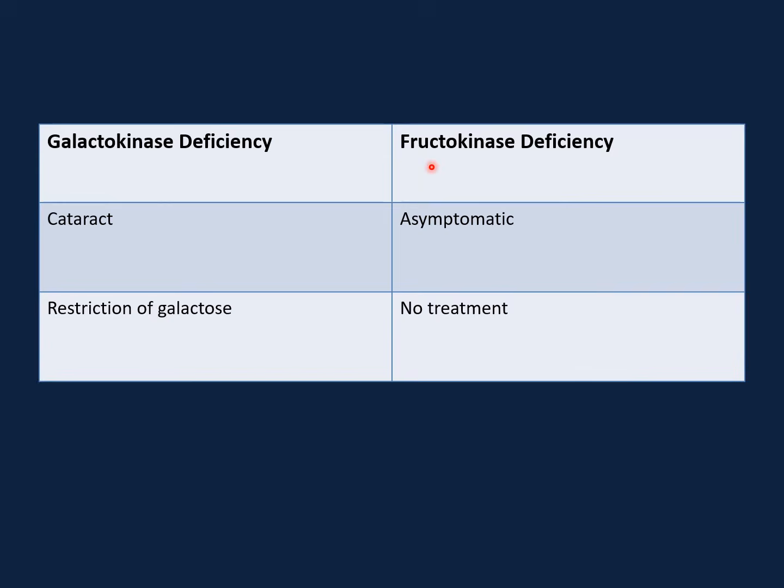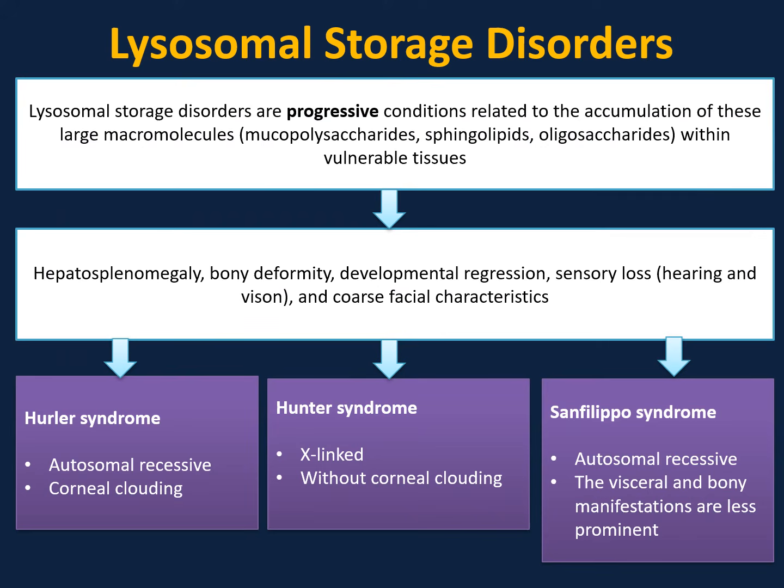Two easy and important conditions to discuss in this section are galactokinase deficiency and fructokinase deficiency. Galactokinase deficiency presents with cataract with no systemic symptoms, and the treatment is restriction of galactose. Fructokinase deficiency is asymptomatic. They present only with fructosuria and no treatment is necessary.